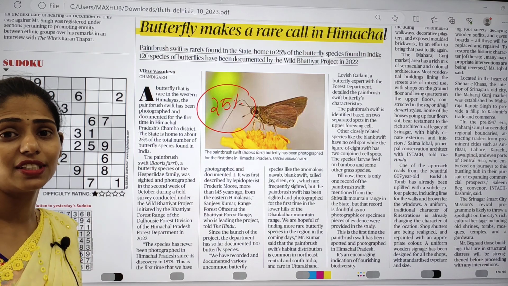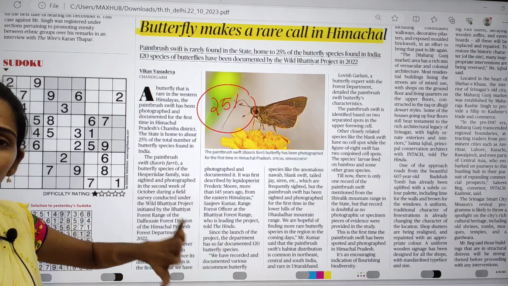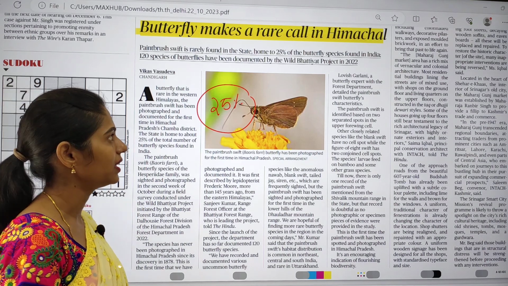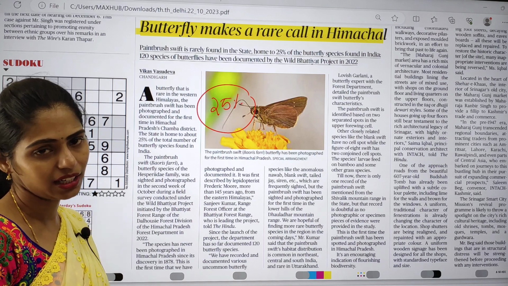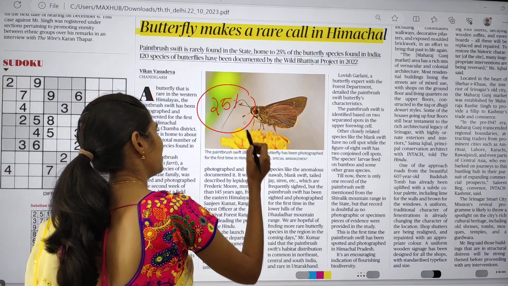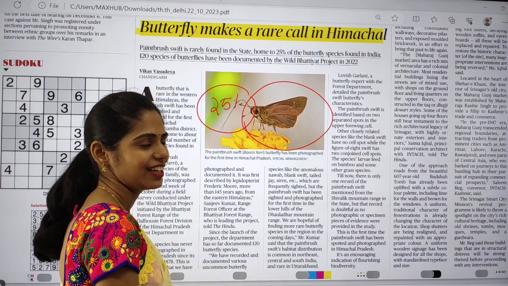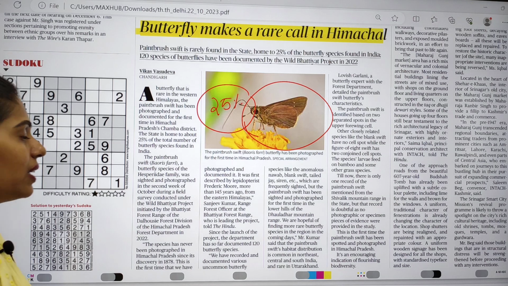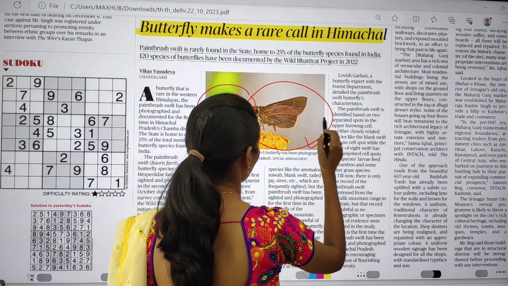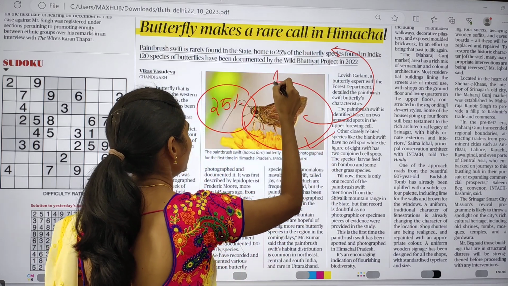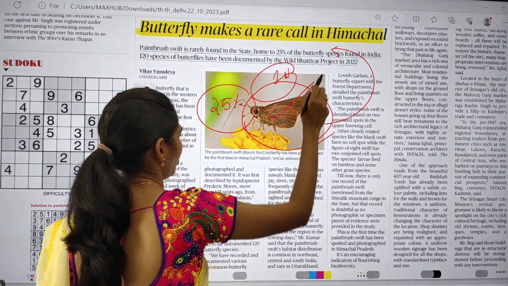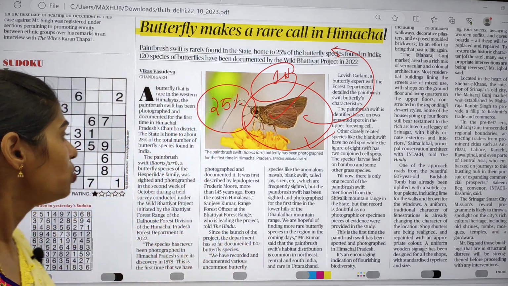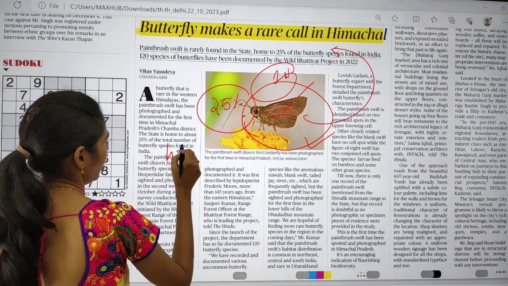So how many butterfly species can we see in our country? About 25% are seen in Himachal Pradesh. Okay, it is mainly documented in the Wild Backyard Project. Here you can see an image of a beautiful small butterfly, right? The name of this butterfly is the paintbrush swift butterfly. But till now it had not been recorded in Himachal Pradesh. So for the first time, this butterfly is also added under the species available in Himachal Pradesh. So here you have to see what are the reasons.